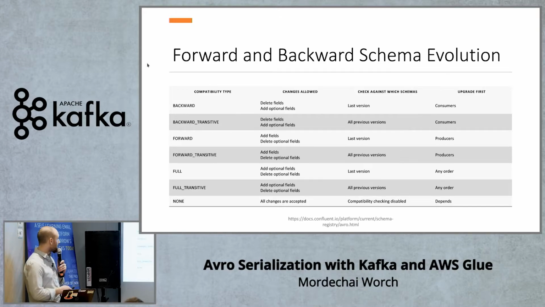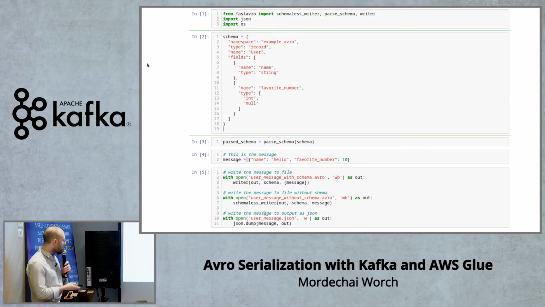Cool stuff. So this is a Python example using fastavro, which is the Python library for Avro. Basically we import fastavro. We import the schemaless writer and the writer. The difference is that the writer will write the message with the schema and the schemaless writer will write it without it. And we import the parse schema function, JSON and some OS functions.